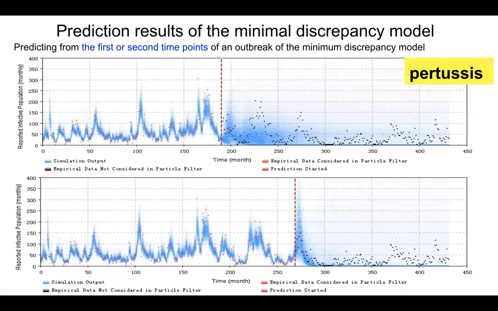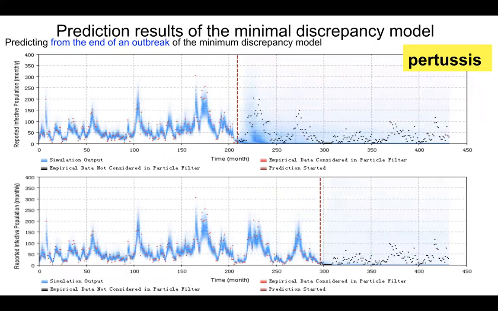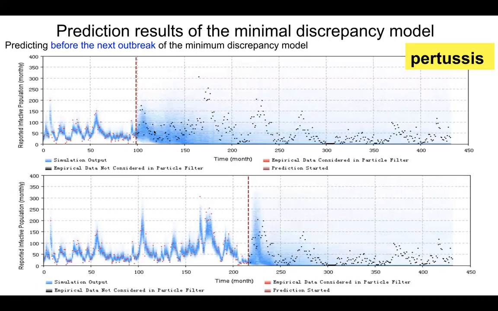Okay, so here are also the projection results. This is the third category of the projection results, predicting at the end of an outbreak. And this is predicting before the next outbreak starts. So all of the projection experiments show that the pertussis particle filtering model can also successfully project whether there will be an outbreak or non-outbreak in the near future.